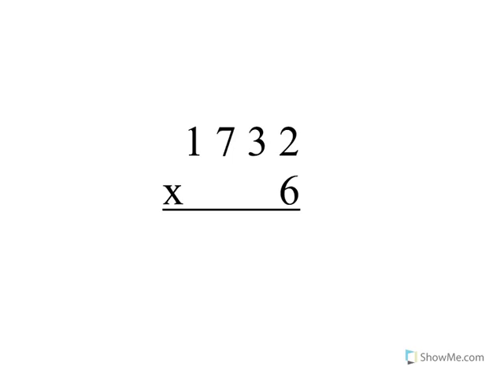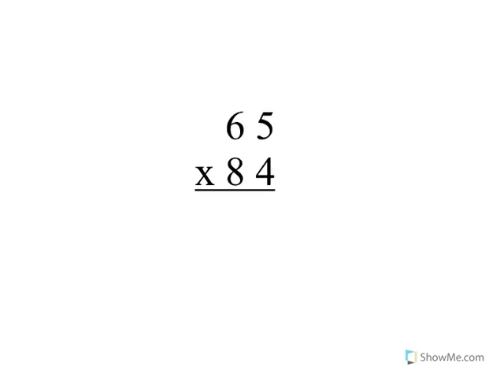Let's take a look at a 4-digit times a 1-digit. 6 times 2 is 12. Put our 2, carry our 1. 6 times 3 is 18, plus 1 is 19. 9, carry our 1. 7 times 6 is 42, plus 1 is 43. Put our 3, carry our 4. 6 times 1 is 6, plus 4 is 10. We put our 0. If there had been another digit, we would have put our 1 above there, but we don't have another digit, so the 1 belongs at the bottom. Let's put our comma, and our answer is 10,392.